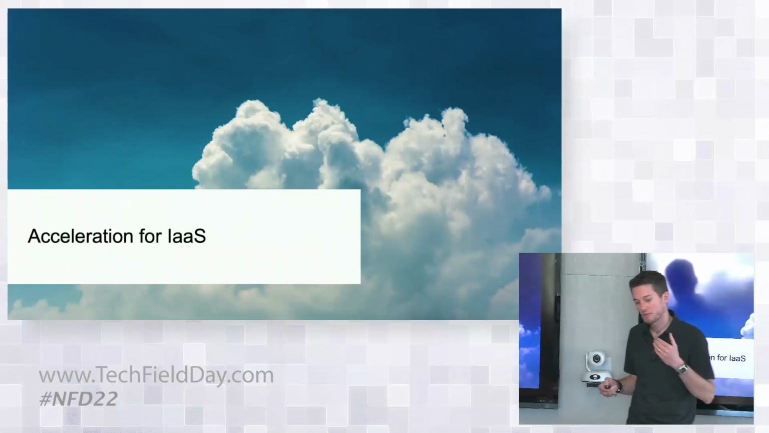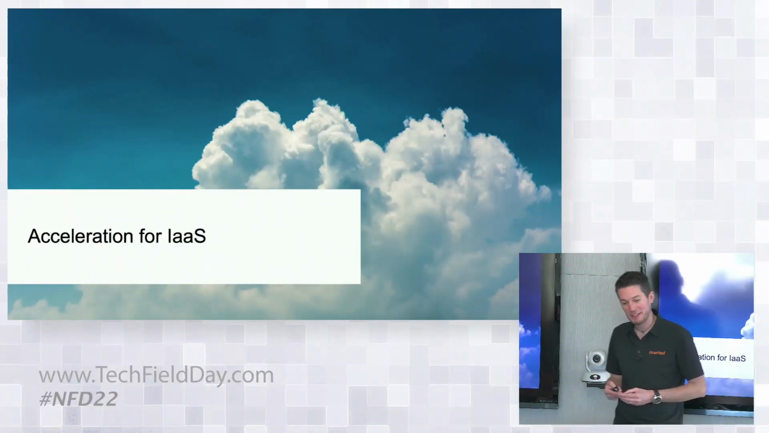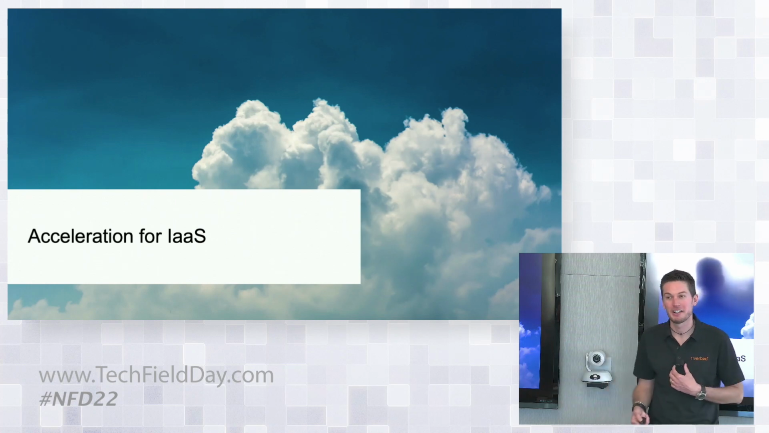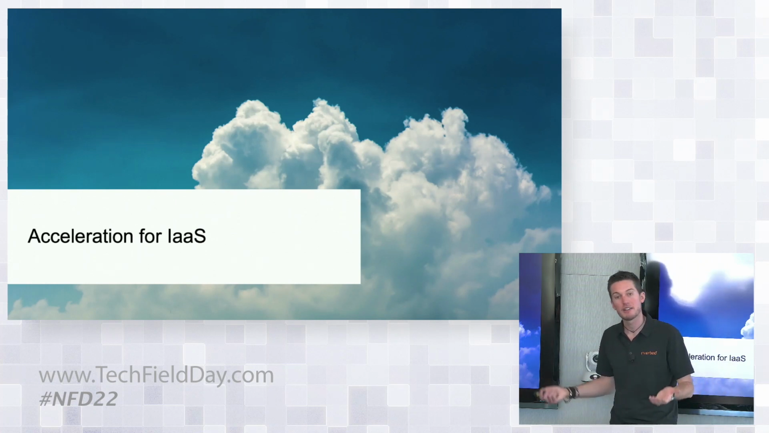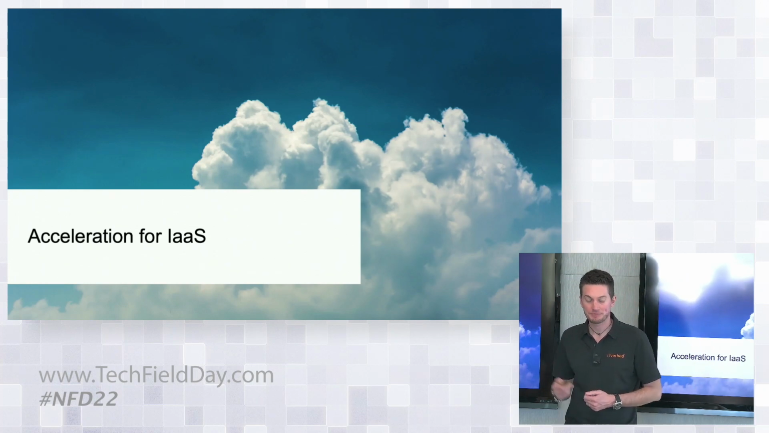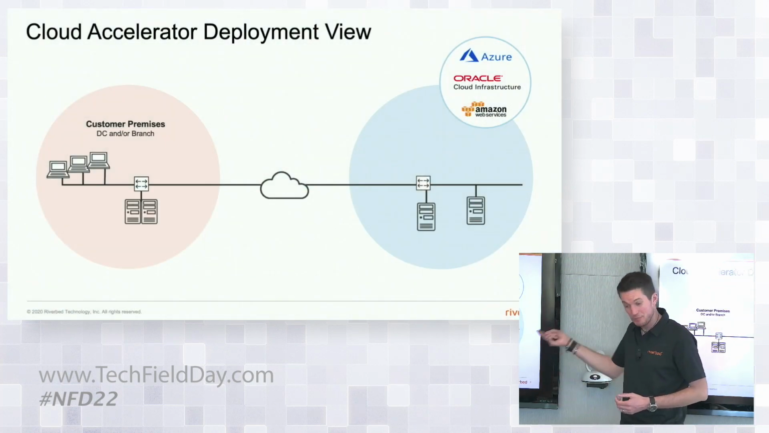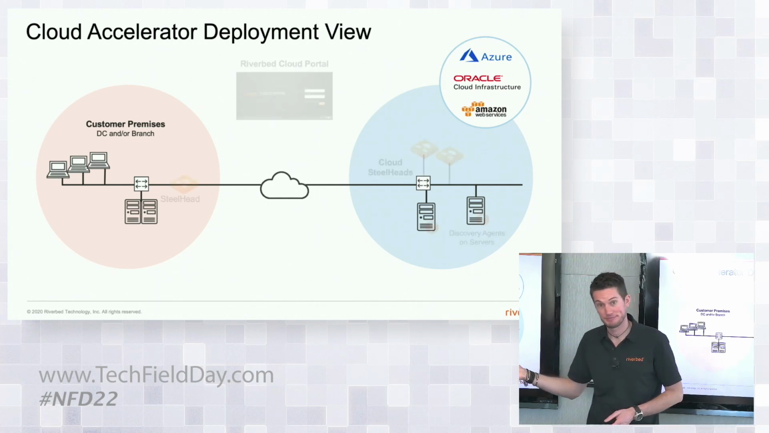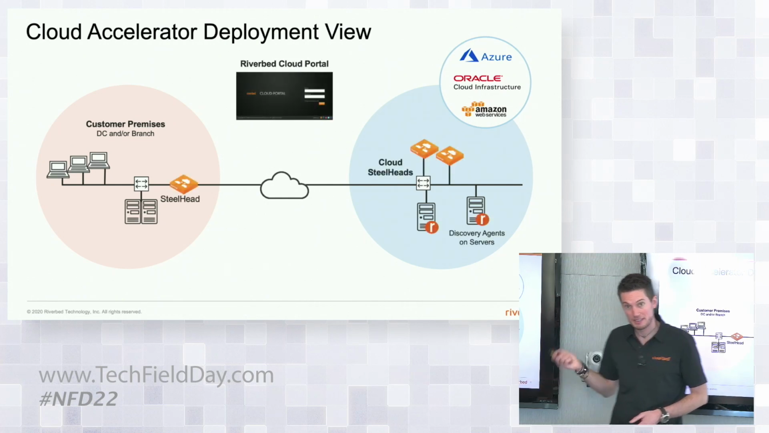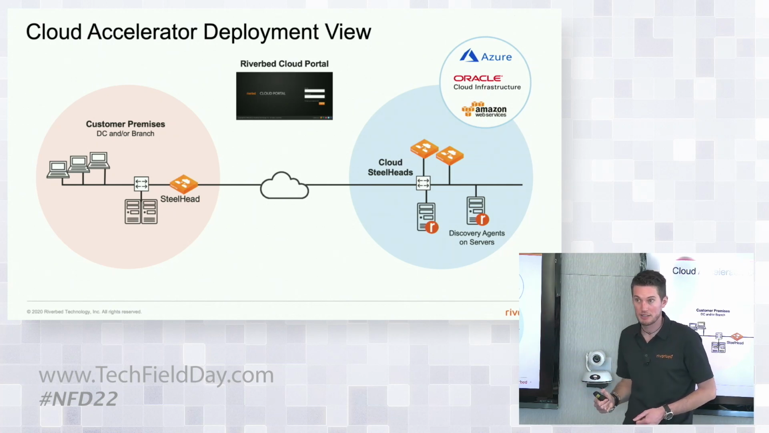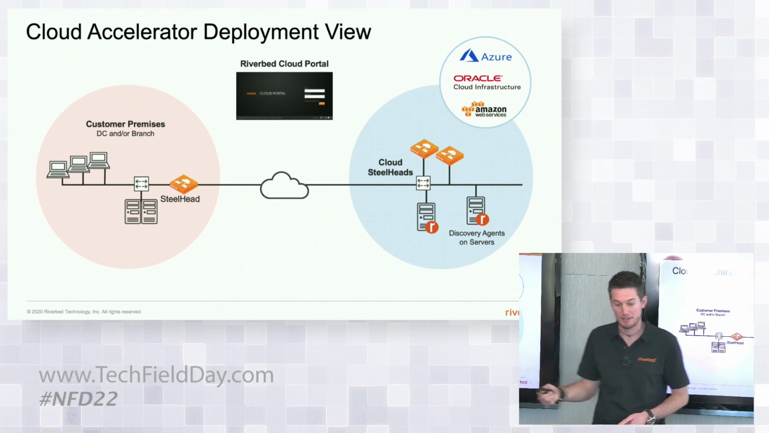So we had a question earlier about acceleration for IaaS. So if you deploy on AWS or Azure or any other cloud provider, how can I optimize the traffic? We have that solution. We released that solution in 2012. So since 2012, we are able to optimize all the workload that you have on AWS, Azure, and so on.